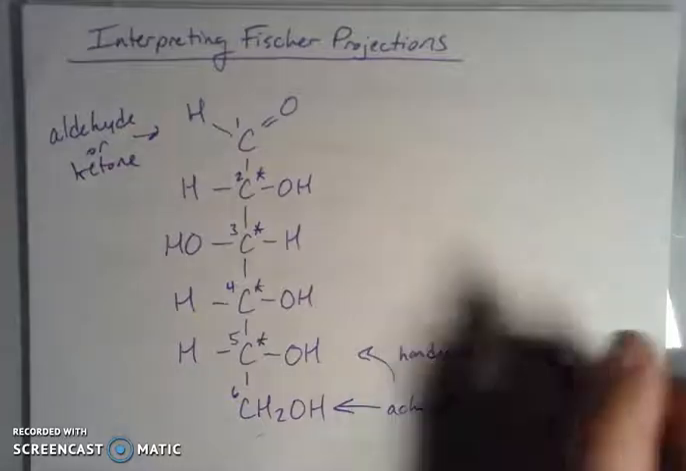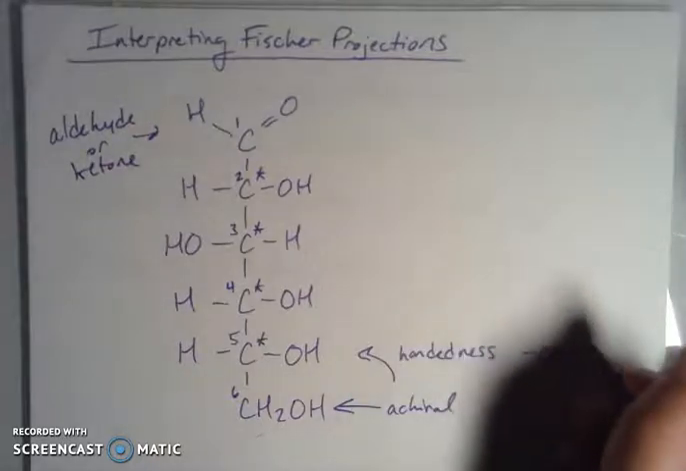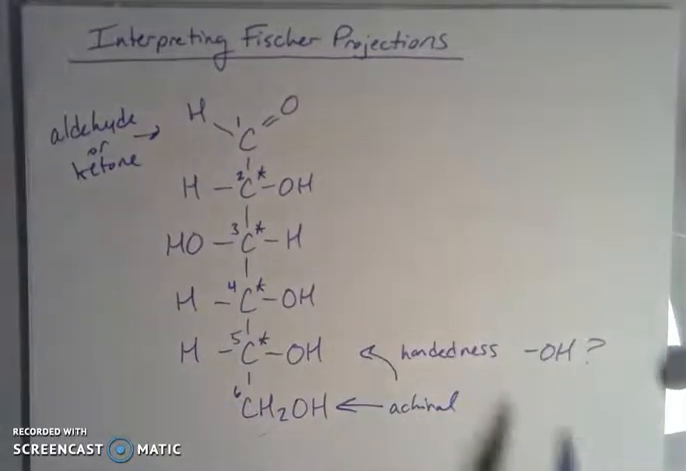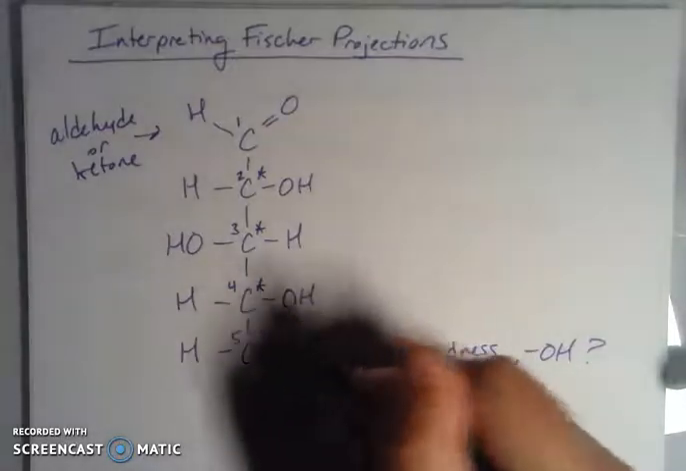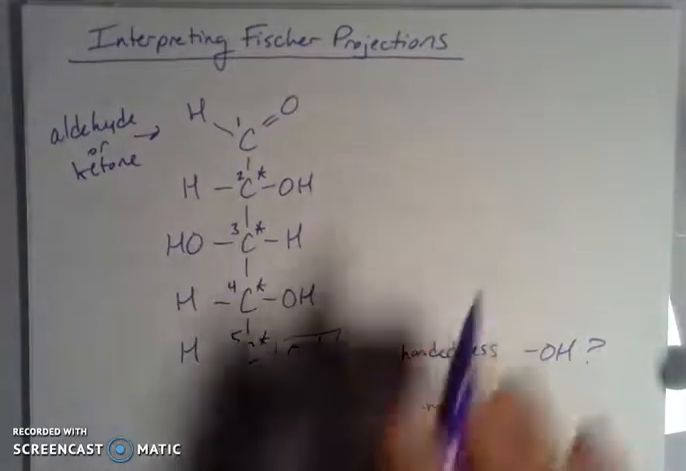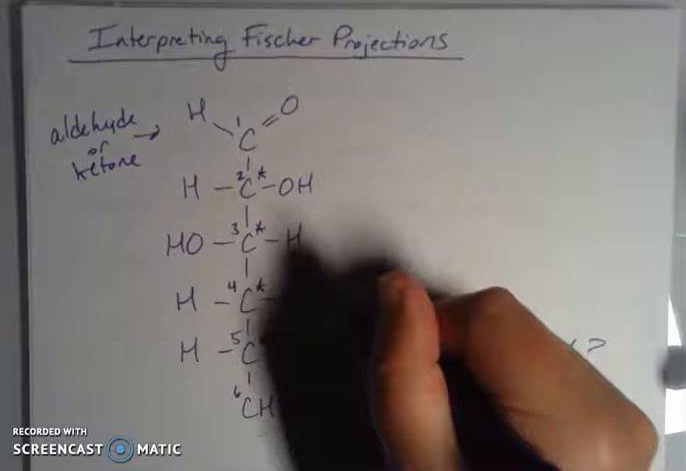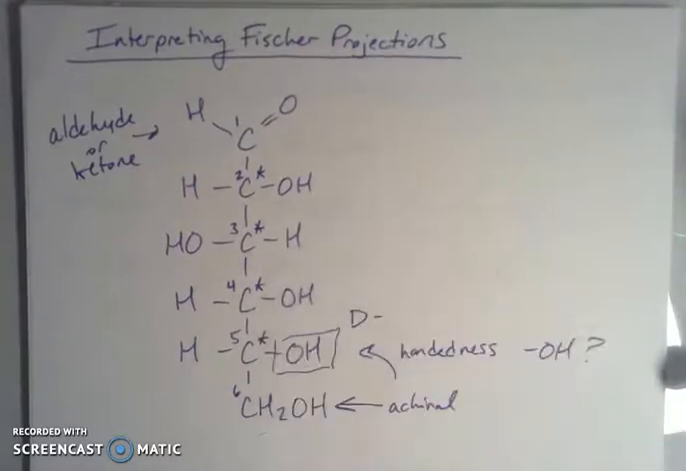And what I'm looking for is where is the hydroxyl group? The side the hydroxyl group is on in the Fischer projection tells me whether it's D, which is right, or L, which is left. In this case, because I have the hydroxyl group here on the right-hand side of my chain, this would be the D enantiomer. And this is glucose, so this would be D-glucose.